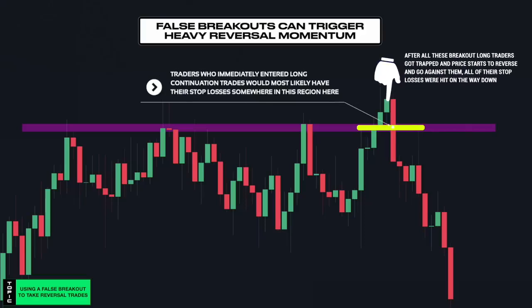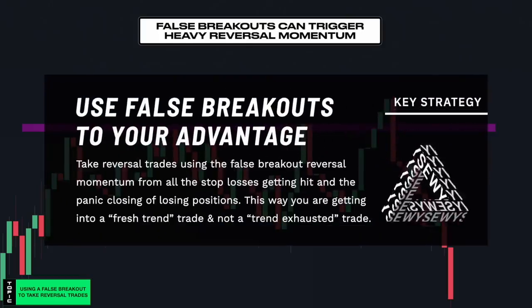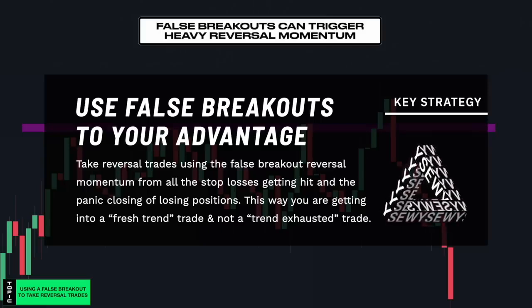After they all got trapped and price reversed, all those stop losses were hit, which triggered a massive move in the opposite direction, hence the big bearish momentum candle that formed. So now, knowing that this can occur, you can use this to your advantage and take reversal trades using false breakouts. This way you are getting into a fresh trend trade and not a trend exhausted trade.